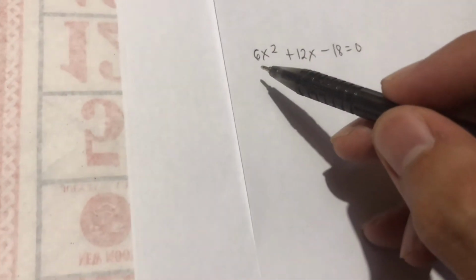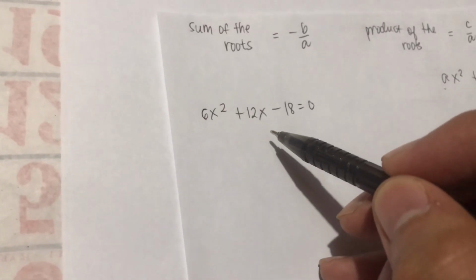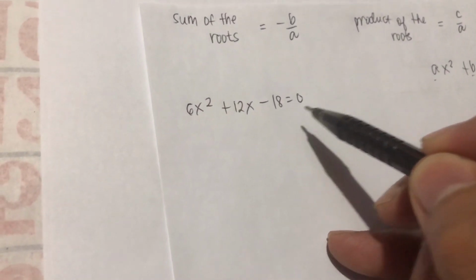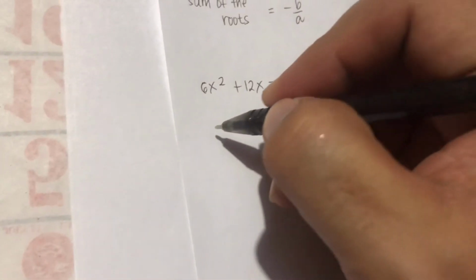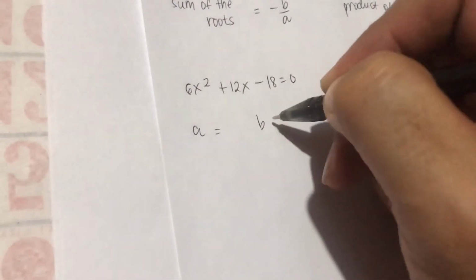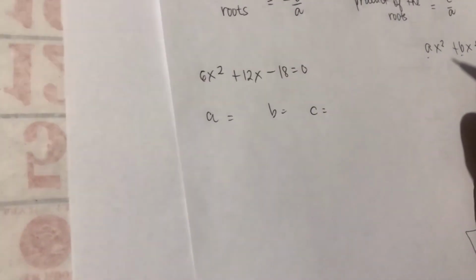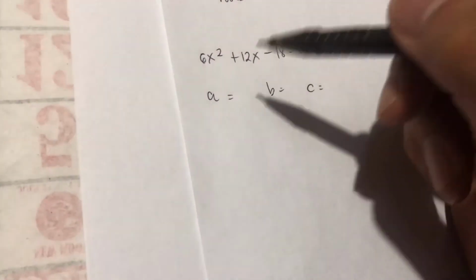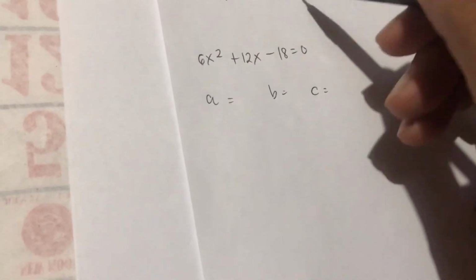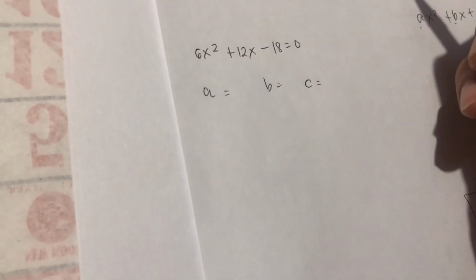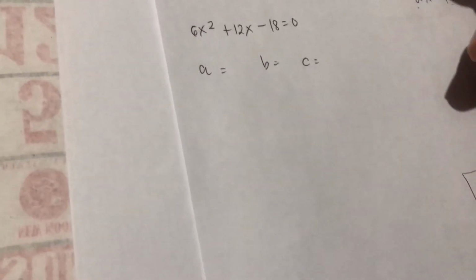So let us try this example. 6x squared plus 12x minus 18 equals 0. So the first step that we're going to do is to identify our a, b, and c. Why? It's just because pag na-identify mo na yung a, b, and c, ipa-plug in mo na lang, iso-substitute mo na lang dyan, then simplify. And you will get now the sum of the roots and the product of the roots.